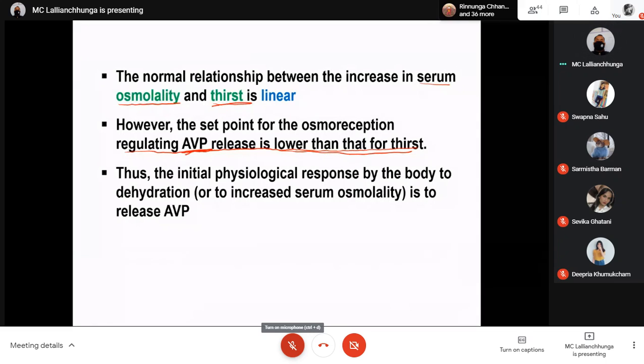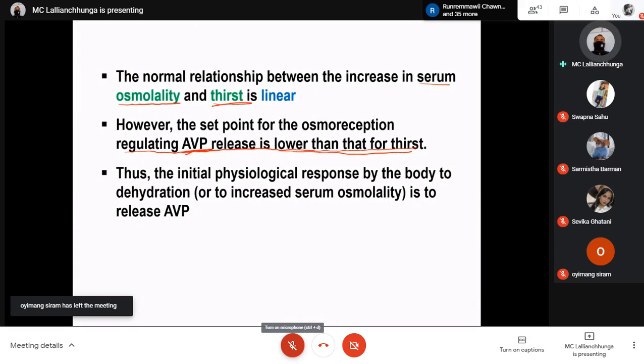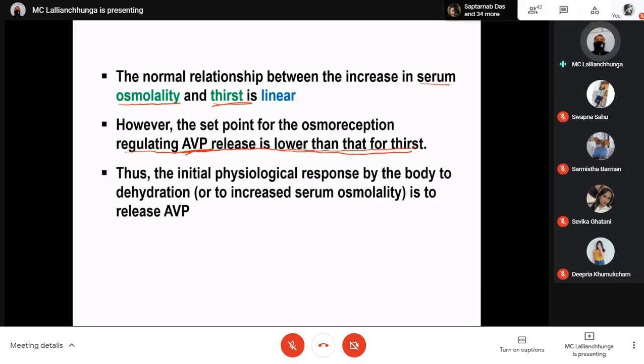So we can say that when the plasma is still somewhat diluted but dehydration has already taken place, in that condition ADH release will be initiated already, but you will not feel any thirst. The thirst center will not be stimulated. That is why the set point for AVP release is lower than that for thirst. Thus, the initial physiological response by the body to dehydration or to increased serum osmolality is to release ADH.